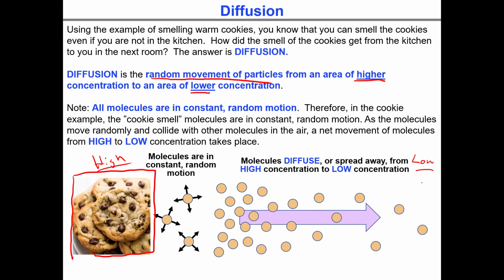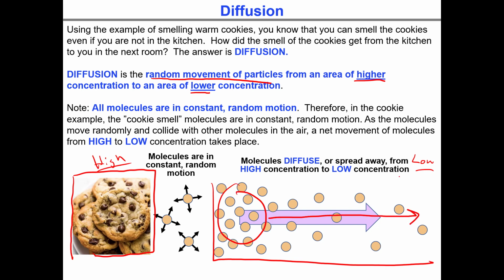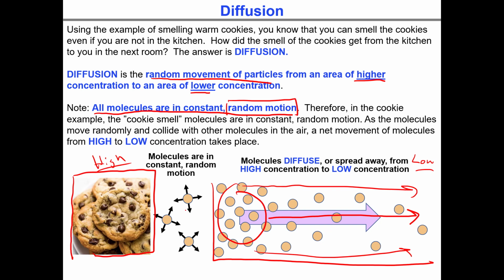But over time, as these cookies sit out, you're going to have a movement of those smell particles diffuse into the lower concentration. And eventually, something known as equilibrium is going to happen, where there's going to be an equal distribution of all those smell molecules. And again, the reason why is because all molecules are in constant motion, that constant random motion. So they're going to randomly be moving around until we hit that equilibrium.